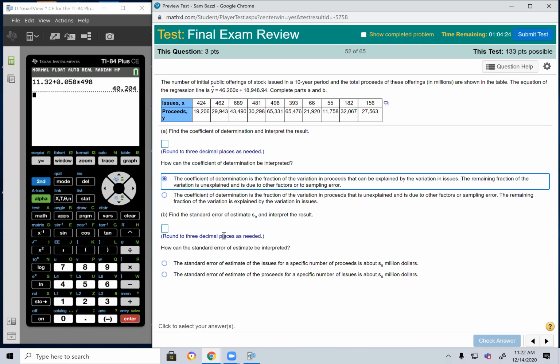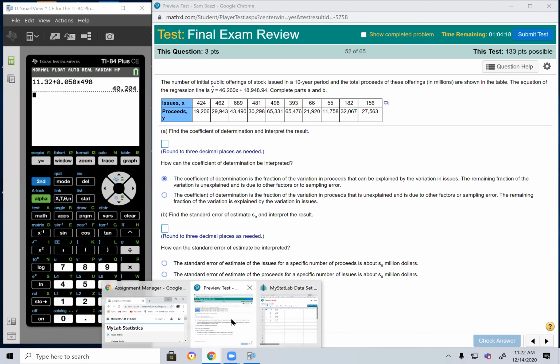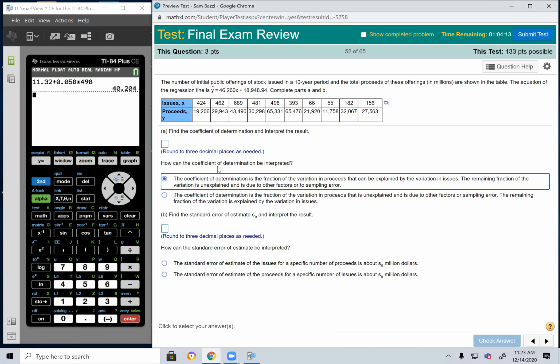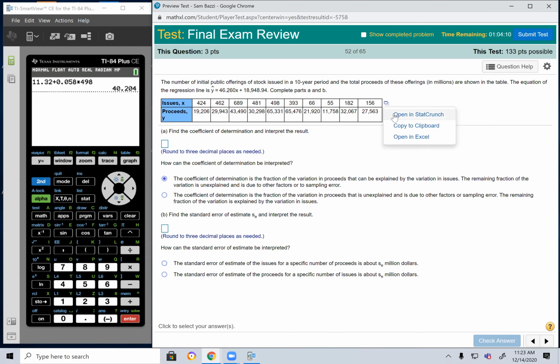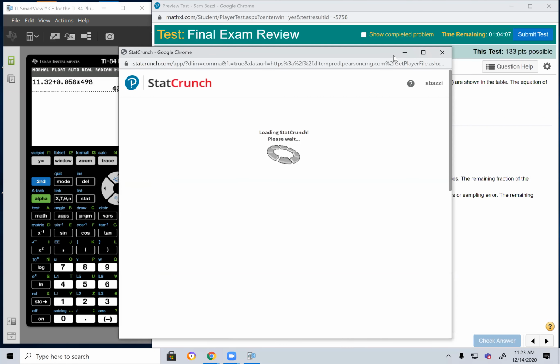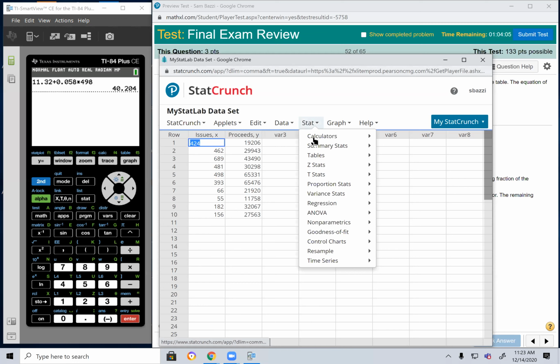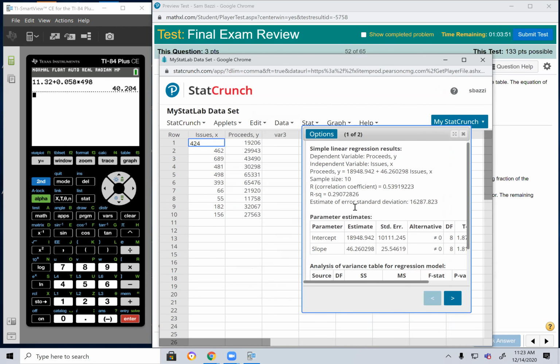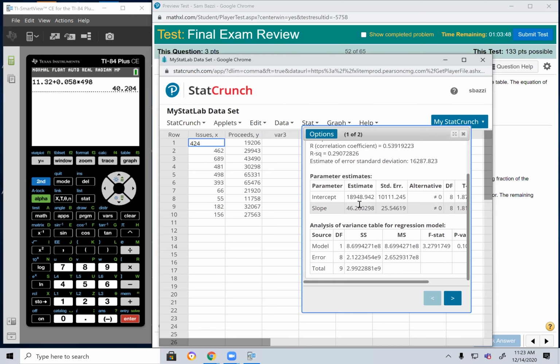Right here. Find the standard error of estimates, guys. You already have it. We did it in StatCrunch right here. Let me show you. Okay, I'll go back and do it. Open in StatCrunch. I'll show it to you. Regression, simple linear. I have to select the X variable one more time. Okay, where is S? Standard error of the estimate. Here you go.